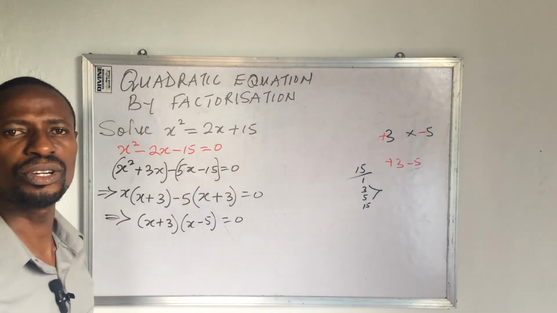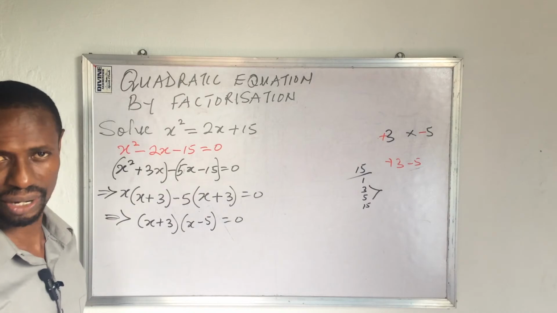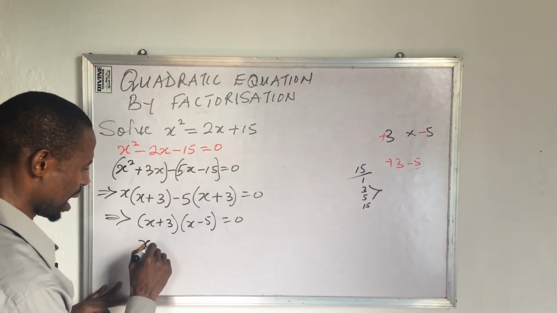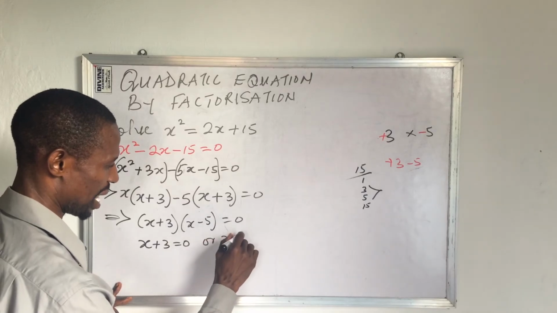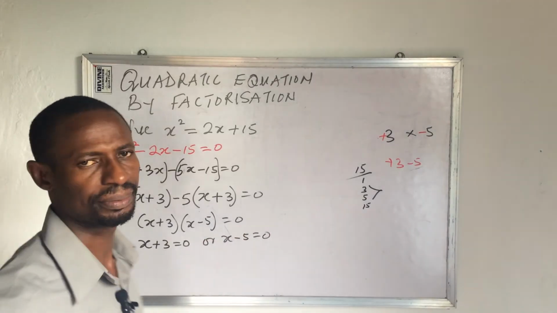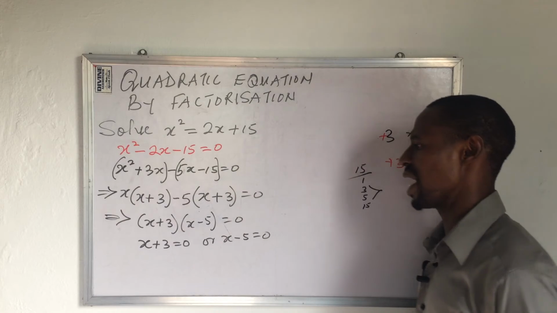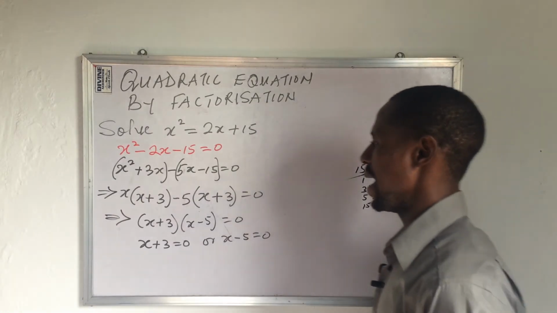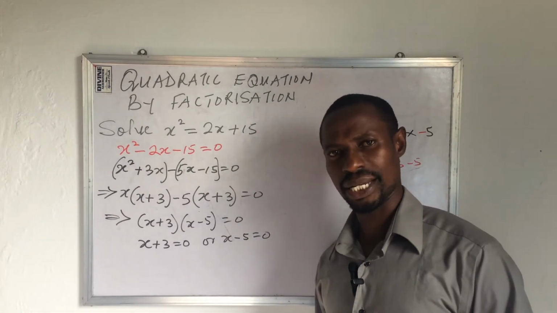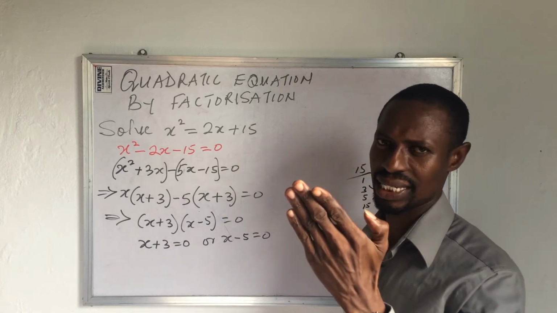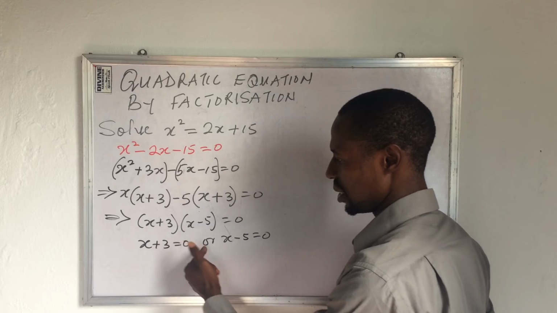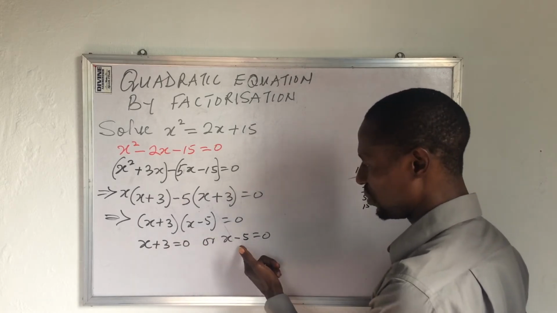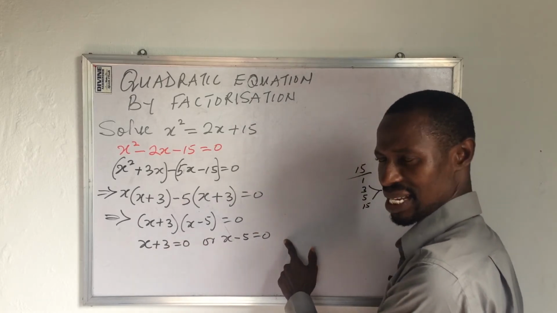At this point, equate both terms to 0. So this will now give us x plus 3 equal to 0 or x minus 5 equal to 0. Very simple. Now that we have this, we are looking for x, not x plus 3. So we want x to stand on the left-hand side, while every other thing goes on the right-hand side. We move this plus 3 to the right-hand side and move this minus 5 to the right-hand side.